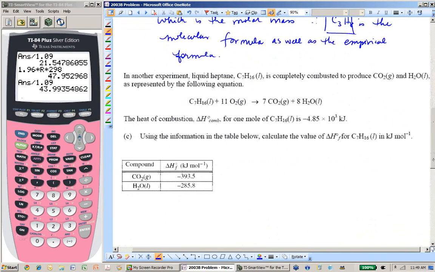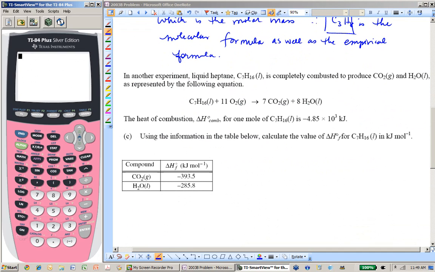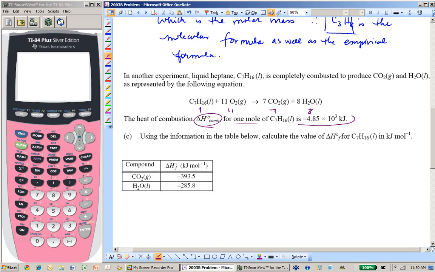Okay, in another experiment, liquid heptane, C7H16, is completely combusted to produce carbon dioxide and water, as represented by the following equation. God, love them for balancing it. Let's go purple. 1 to 11 to 7 to 8 if I need that. The heat of combustion, not the formation, of 1 mole for 1 mole, well that's nice because that's going to make my math easier, C7H16 is, using the information in the table below, calculate the delta HF for it.